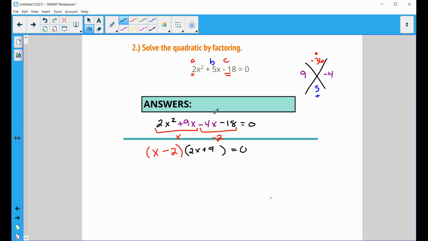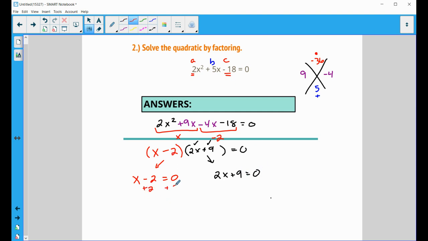Now, if I did this correctly, I should get the same thing when I divide my second group. Negative 4x divided by negative 2 is 2x. Negative 18 divided by negative 2 is 9. So I know that I factored this correctly. From here, now that it's in factored form, I can set both factors equal to 0. So I get x minus 2 equals 0 and 2x plus 9 equals 0.